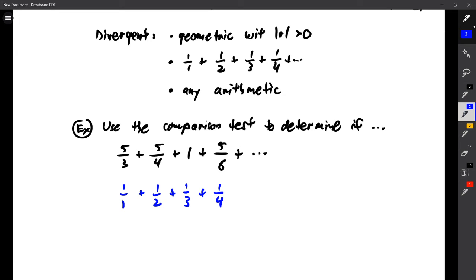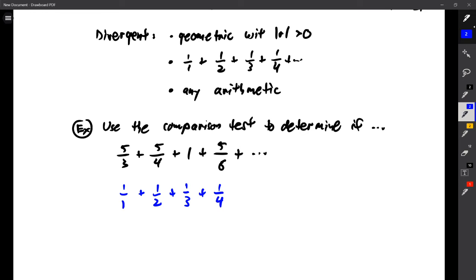And each step along the way here, the first one, the black one, the one that we're testing, it is bigger than the known divergent. 5/3 is bigger than 1, right? 5/4 is bigger than 1/2. 1 is bigger than 1/3. 5/6 is bigger than 1/4.